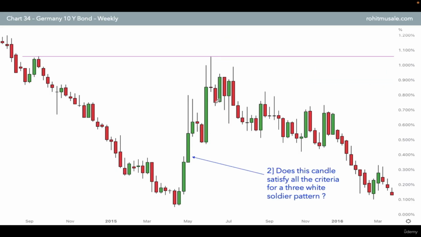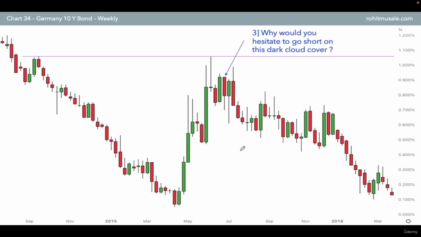Number 2, does this candle satisfy all the criteria for a 3 white soldier pattern? The answer is no, because for a 3 white soldier candle, we expect all of the 3 candles to open near the low and close near the high. But since you have this long upper shadow here, it does not satisfy the criteria.